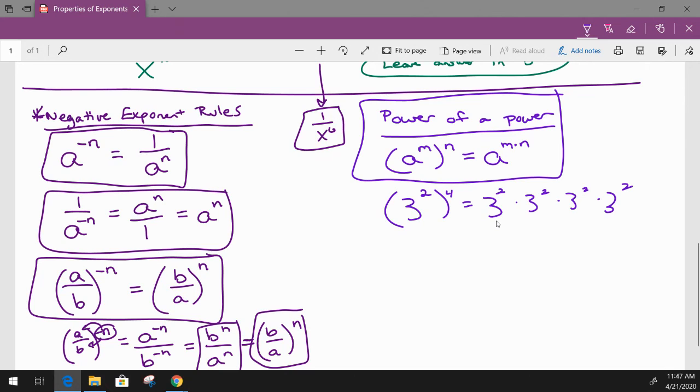Well, each of these 3 squareds represent 2 3's being multiplied together. So now if we count the number of 3's that we're multiplying together, of course the parentheses are not necessary, you would have 1, 2, 3, 4, 5, 6, 7, 8, or 3 to the 8th power. So again, you can see that if you simply multiply those exponents together, you will get 3 to the 8th power. So that's just a little quick example of why that power of a power works.